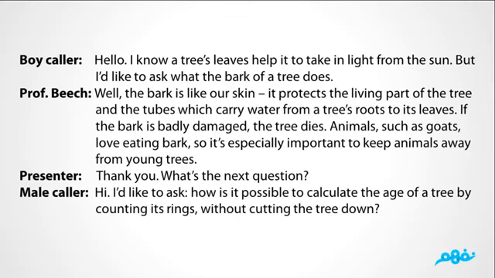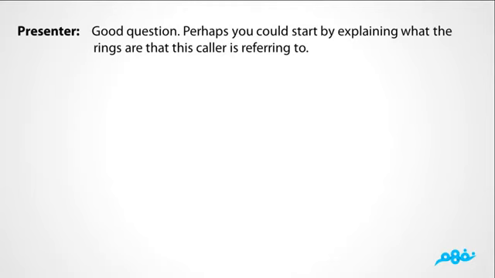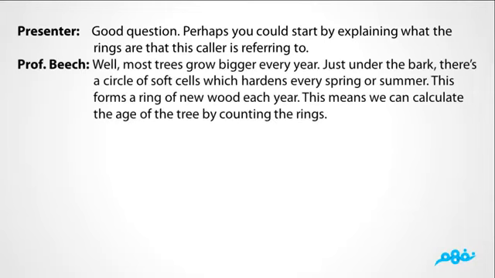Hi, I'd like to ask, how is it possible to calculate the age of a tree by counting its rings, without cutting the trees down? Good question. Perhaps you could start by explaining what the rings are that this caller is referring to. Well, most trees grow bigger every year. Just under the bark, there is a circle of soft cells which hardens every spring or summer. This forms a ring of new wood each year. This means we can calculate the age of a tree by counting the rings.